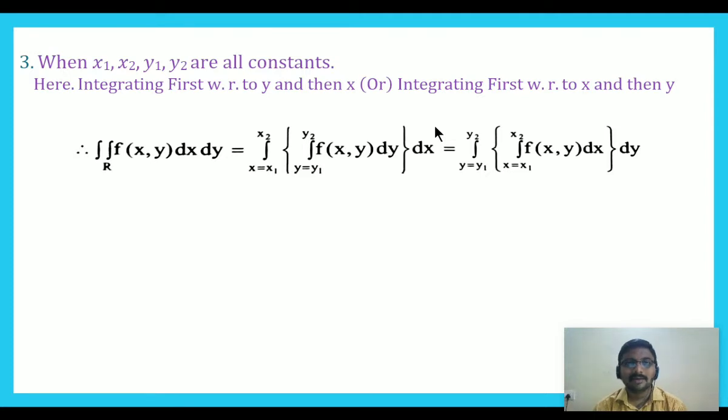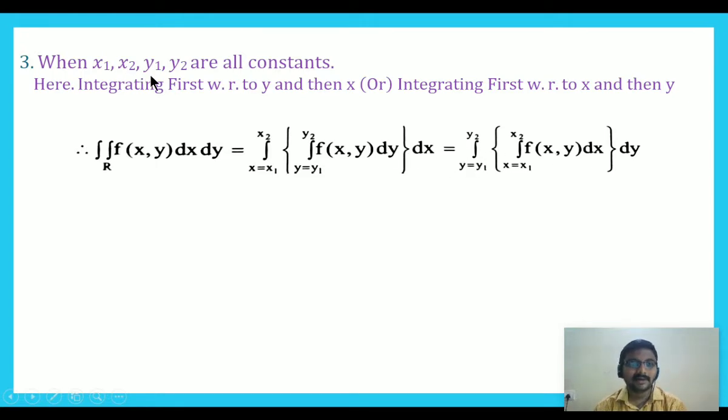limits are changed accordingly, and we can apply the integration first with respect to y and then x, or first with respect to x and then y. Any order can be taken first, but the result cannot be changed. So in case all the limits of a double integral are constants, apply integration first with respect to y and then x, or first with respect to x and then y. In both cases, we will get the same result.